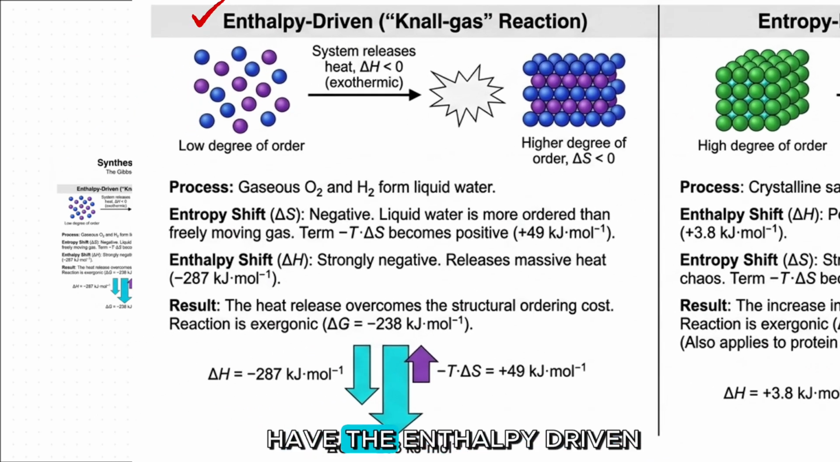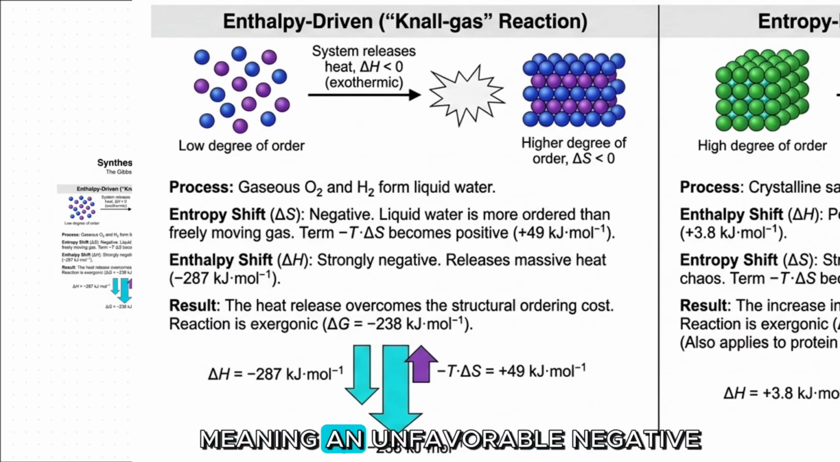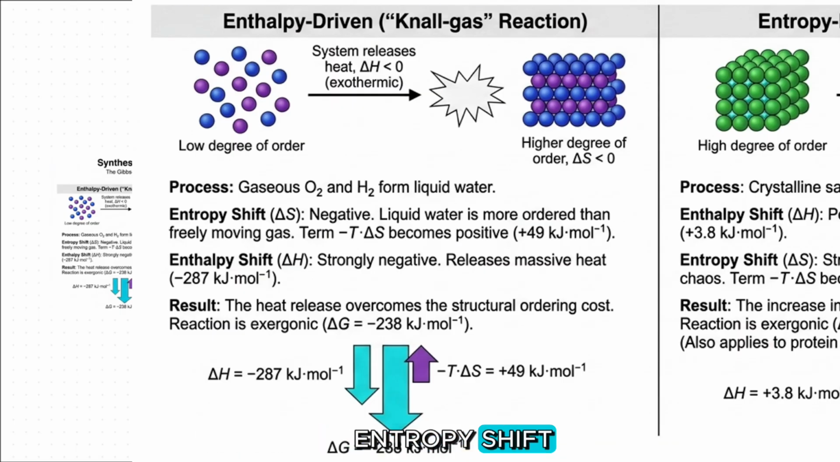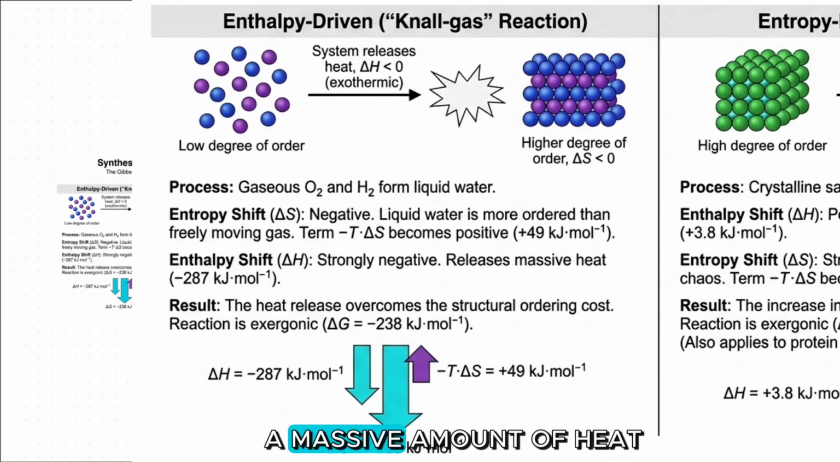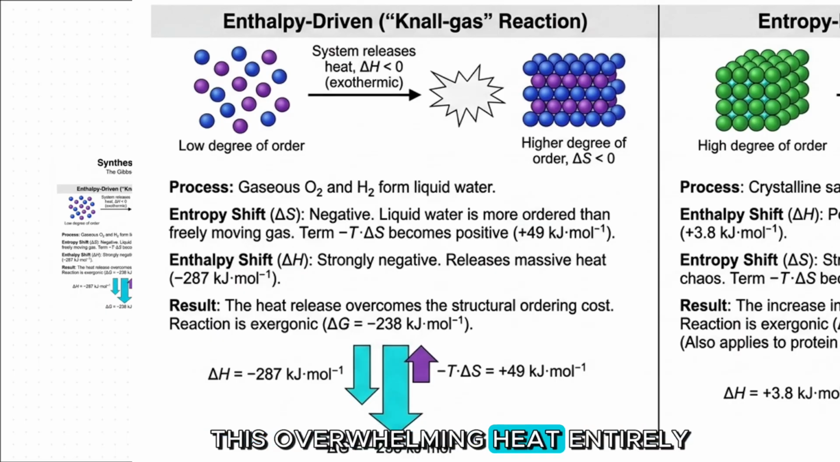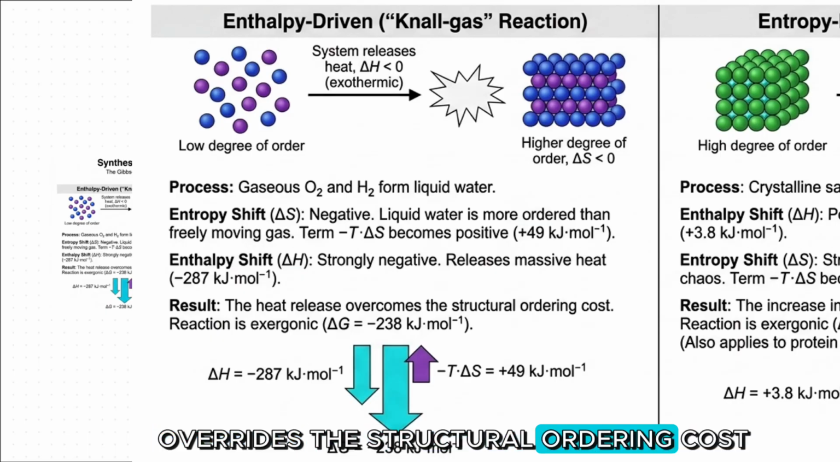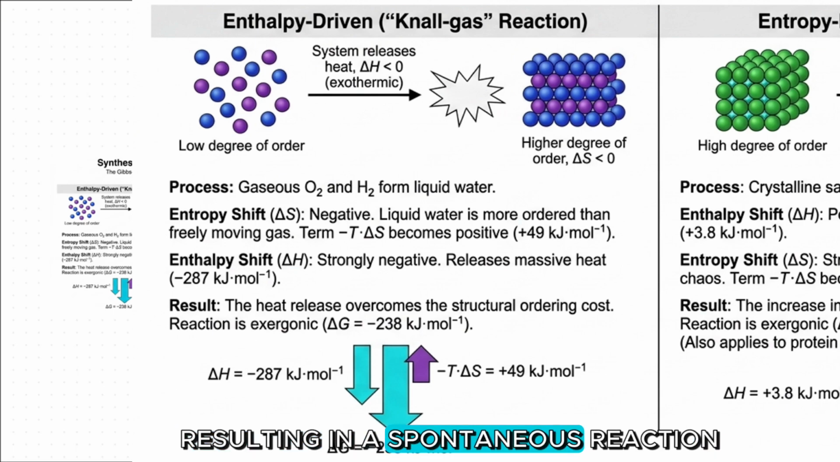On one hand, we have the enthalpy-driven knallgas reaction, which forms liquid water from gas. Now, water is more ordered than gas, meaning an unfavorable negative entropy shift. But the reaction releases a massive amount of heat. This overwhelming heat entirely overrides the structural ordering cost, resulting in a spontaneous reaction.